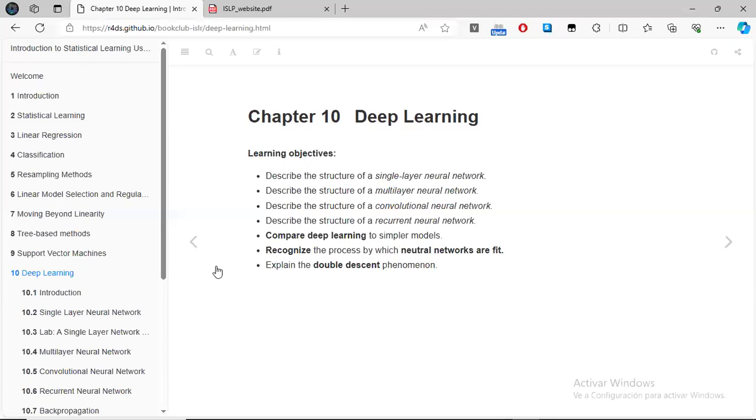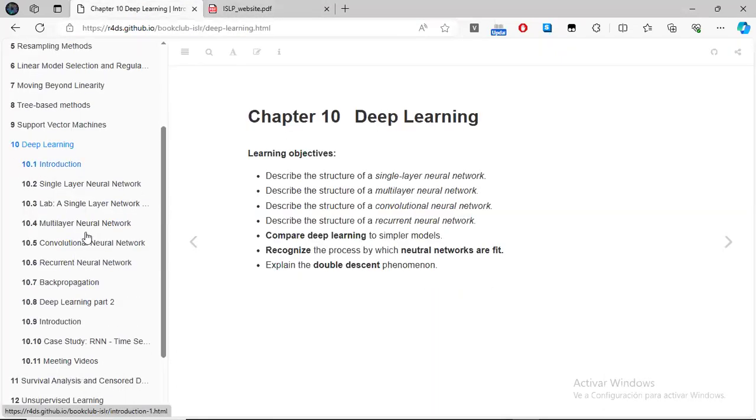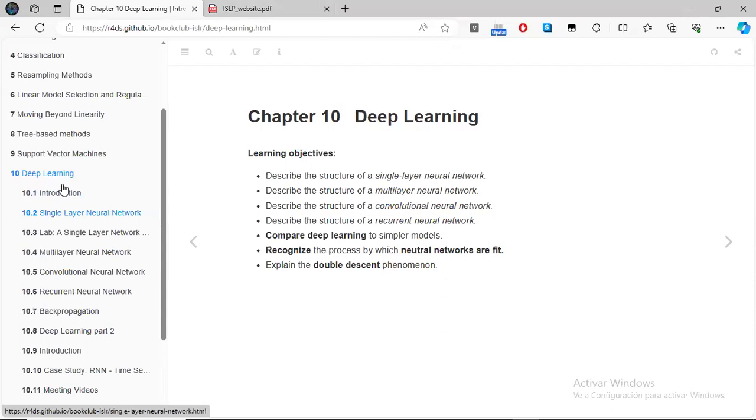Hi, welcome everyone. For today's chapter, we'll be covering deep learning. I will also be using notes from the previous cohort for ISLR, and if there is some content that they do not specify, we can take a look at the book. The author does mention that this is the hardest chapter in the whole book.